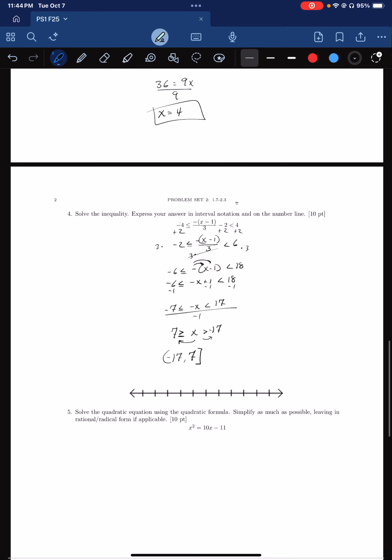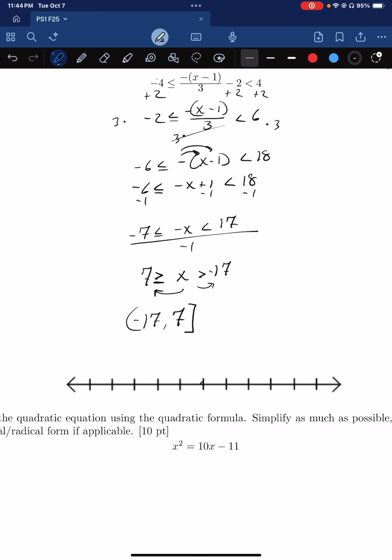On a number line, this would look like, let's see, here's 0. Skip a few. Here's negative 17. Here's 7. I get a closed dot over 7, closed dot because less than or equal to, or greater than or equal to. And then open circle over negative 17. And where are we going to shade in? We're going to shade in between, because this is telling us that x is between these two values.